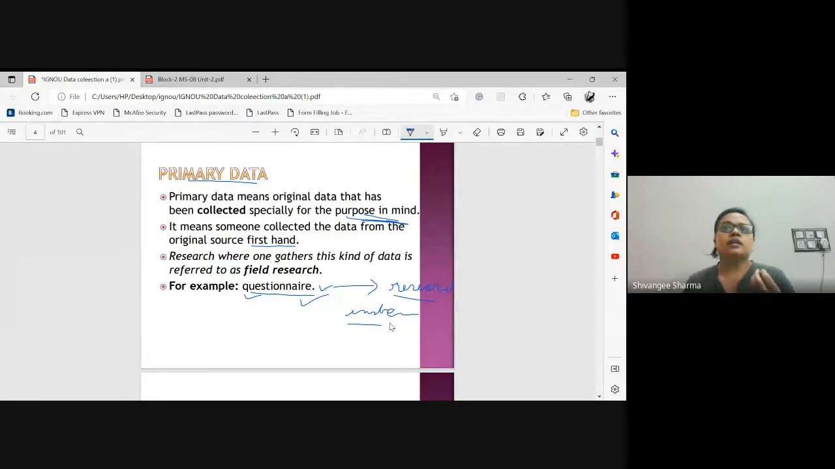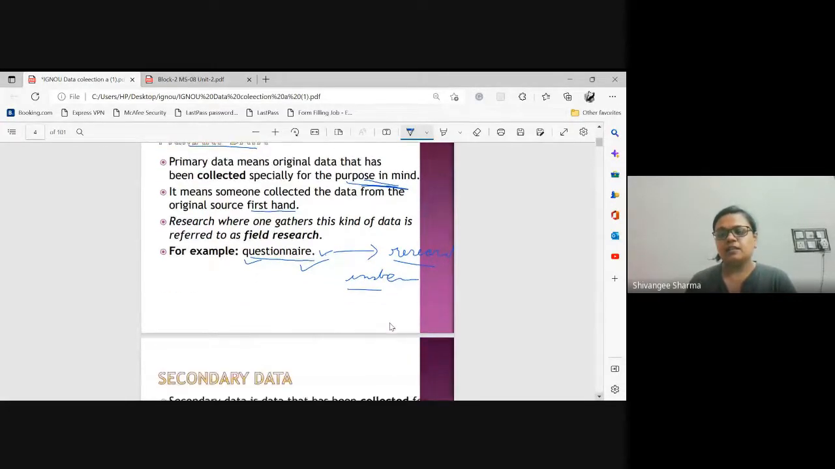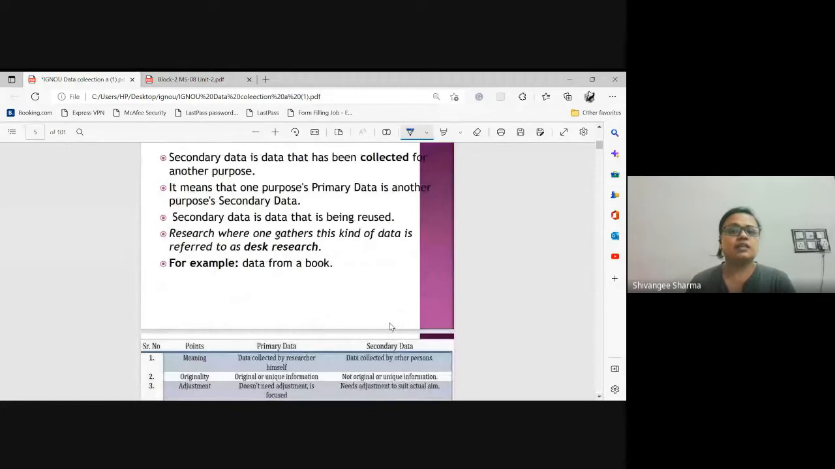Even your sales interactions, sales interviews, or you can say telephonic interviews, or through mails, if you are collecting data, then that is also primary data, the data which you are collecting first hand, right? And then this is the primary data. Then we move on to the secondary data.